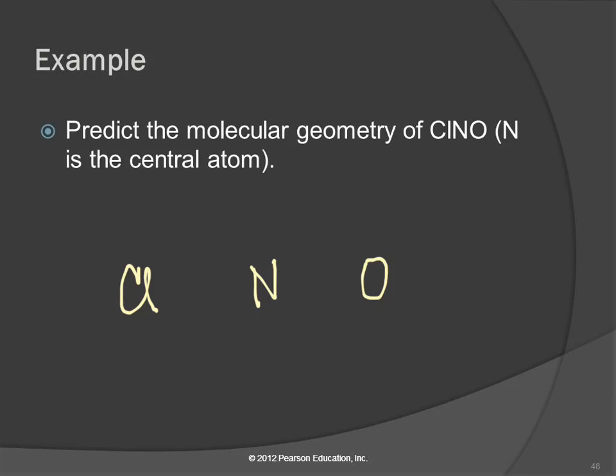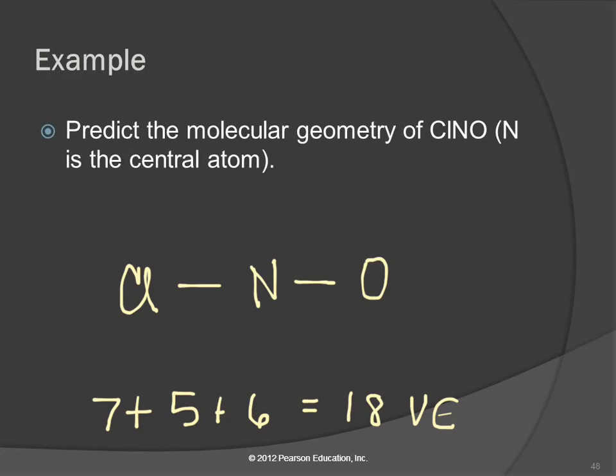Then we have to figure out how many electrons we have to place. Chlorine has 7, nitrogen has 5, and oxygen has 6. There's no charge, so we add those together and we get 18 valence electrons. So we have to have a bond here and a bond there. So that's 2, 4, 6, 8, 10, 12, 14, 16, 18.